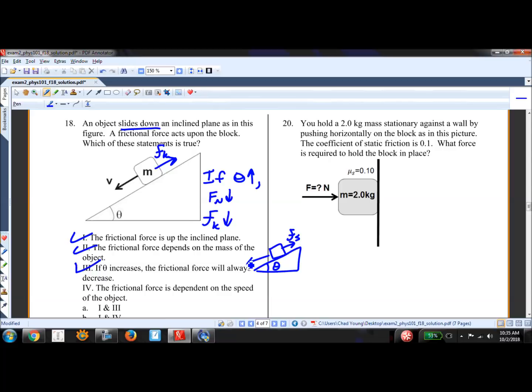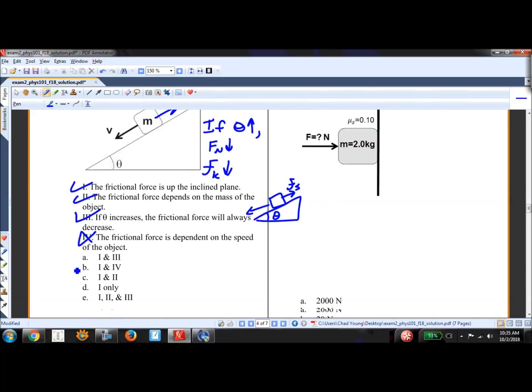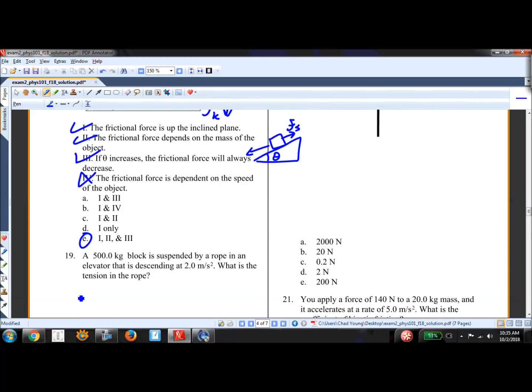I'll reword this just to make sure that that's clear, but I just want to make sure that you're clear with that. The frictional force is dependent on the speed of the object. That is not true. So 1, 2, and 3 are the right answers.